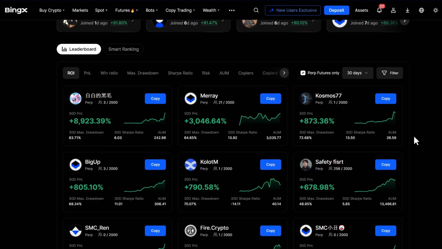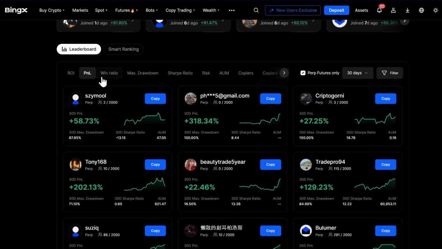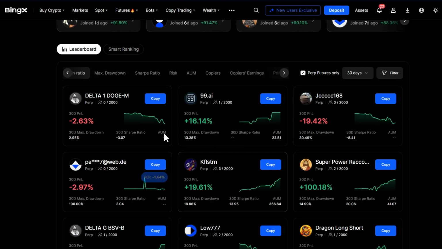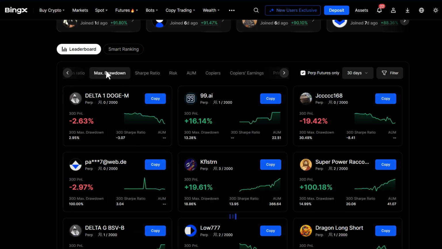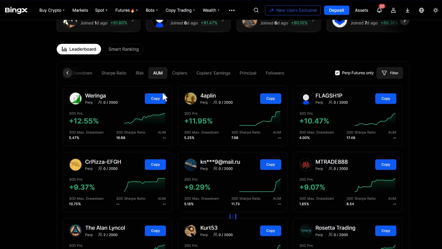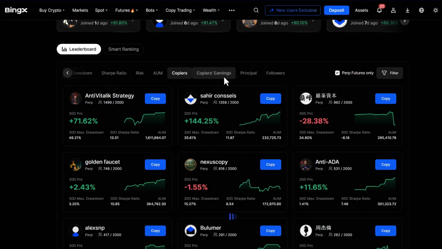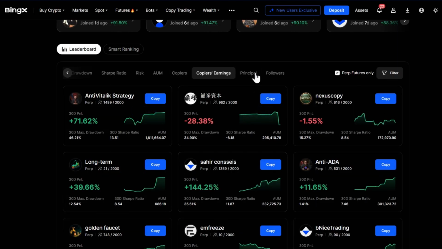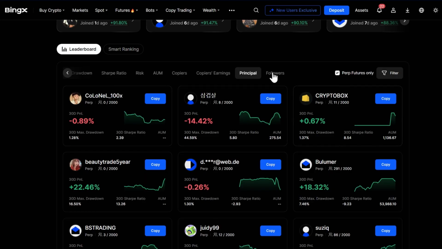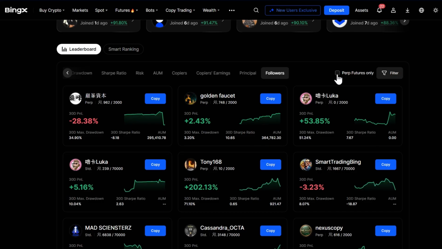Now here's where it gets powerful. You can sort these traders by multiple metrics. You can sort by P&L to see who's making the most money, win ratio to see who has the highest percentage of winning trades, drawdown to find traders with the lowest risk, Sharpe Ratio to find the best risk-adjusted returns, risk level, AUM to see who's managing the most capital, copiers to see who's most popular, copiers earning to see how much money their followers are actually making, principal, which is the trader's own capital, and followers. You can also filter to show only perpetual futures traders if that's what you're interested in.